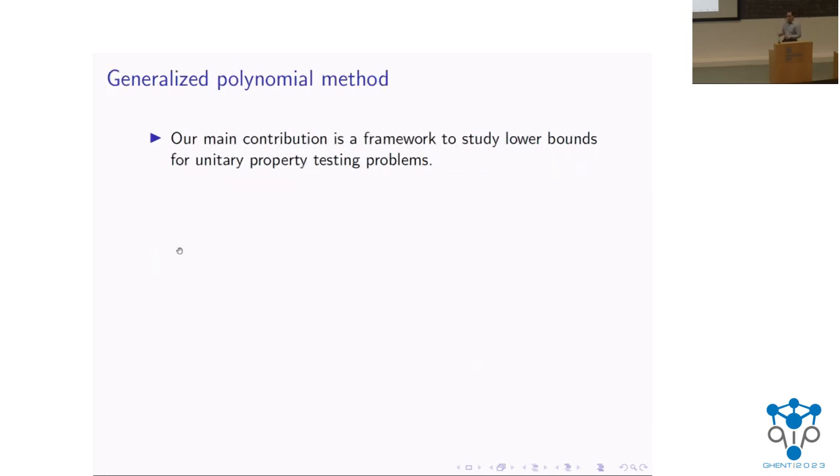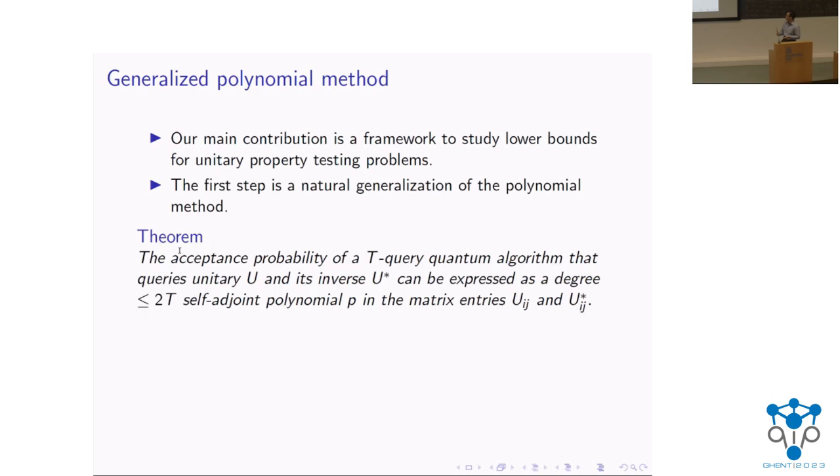The contribution of this paper is a generalization of the polynomial method to these kinds of settings where you're allowed to query an oracle. In particular, if you have an algorithm that makes oracle calls to a unitary oracle, you can express the accepting probability of that algorithm as a polynomial in the entries of that unitary and its adjoint. And the degree of that polynomial will be at most 2t, where t is the number of queries you make to the oracle.